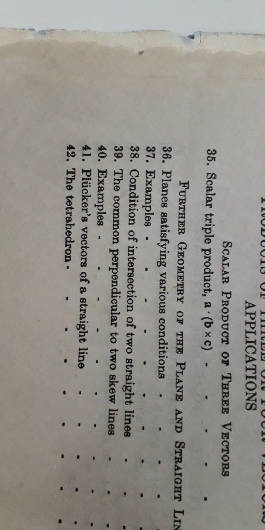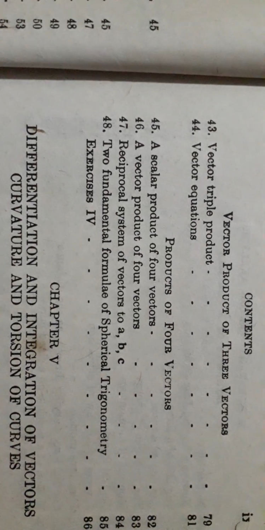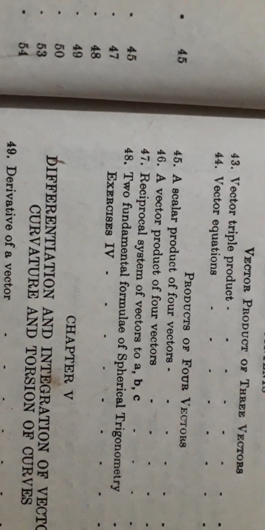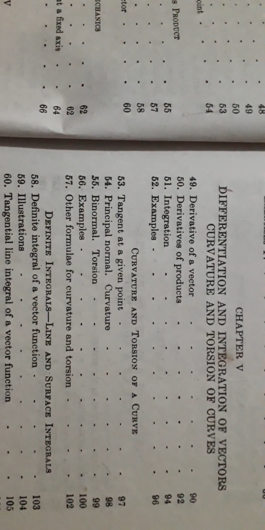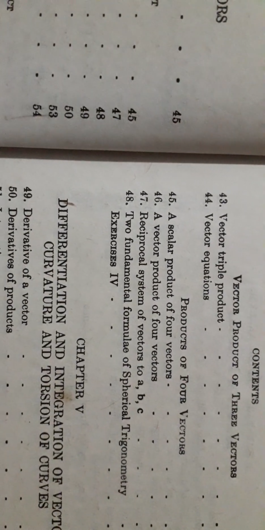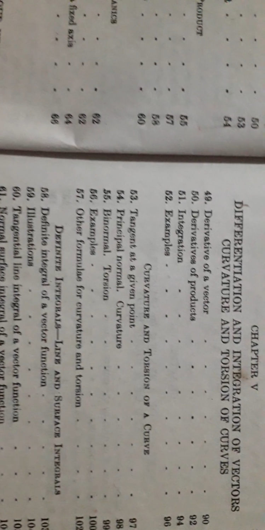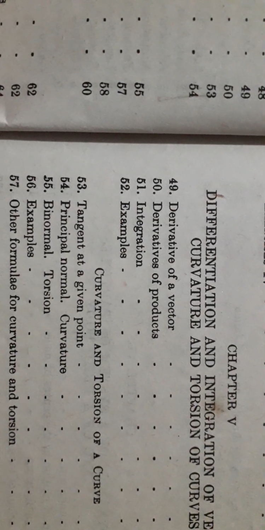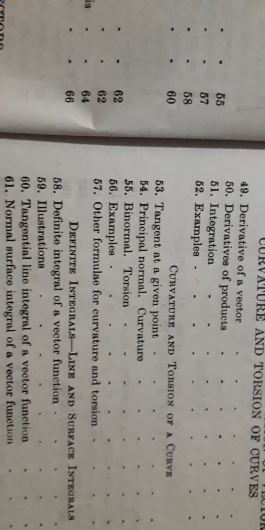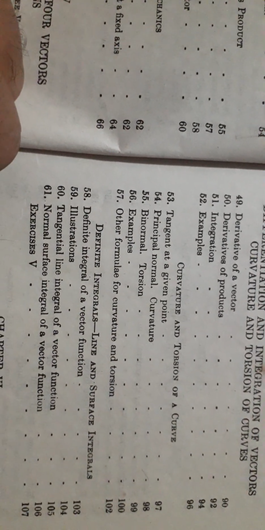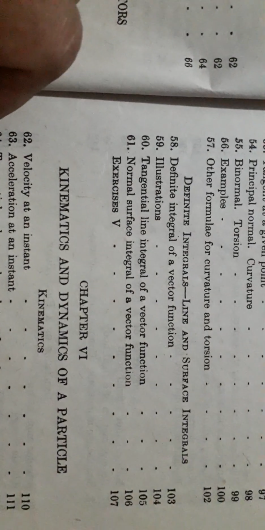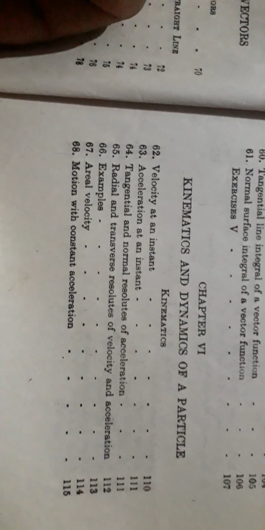See, these things are now moving ahead of the school level, and here it is vector product of 3 vectors, vector triple product, product of 4 vectors, differentiation and integration of vectors, curvature and torsion of curves. So till here everything was the basic vectors that we study. A bit of advanced topics were also there in the last chapters. Here in the 49th part it is derivative of a vector, derivatives of products, integration, etc. Then curvature and torsion of a curve. Then definite integrals, line and surface integrals. Then kinematics and dynamics of a particle.